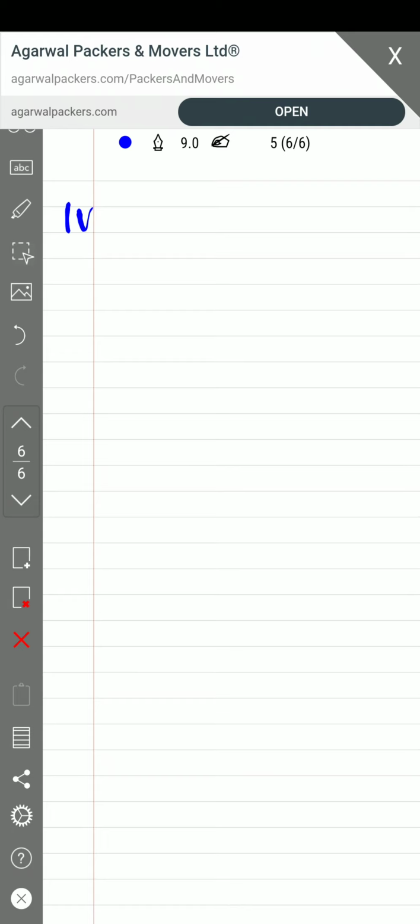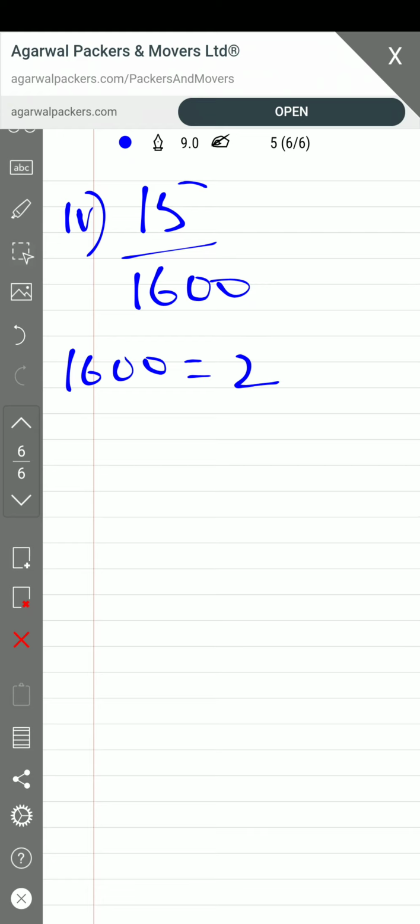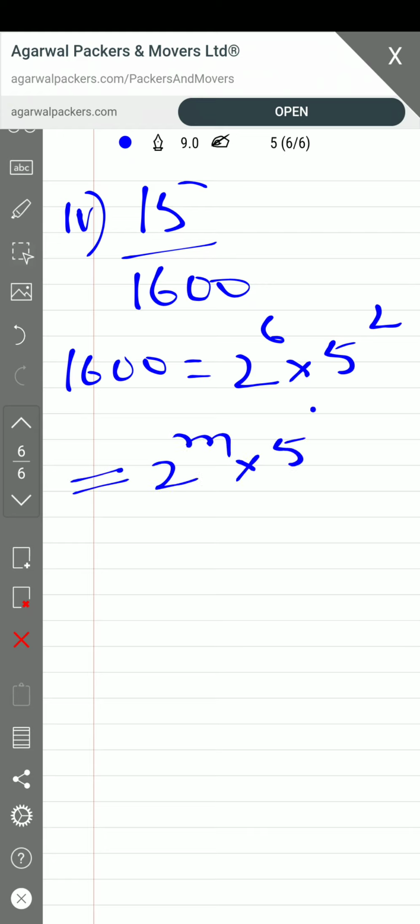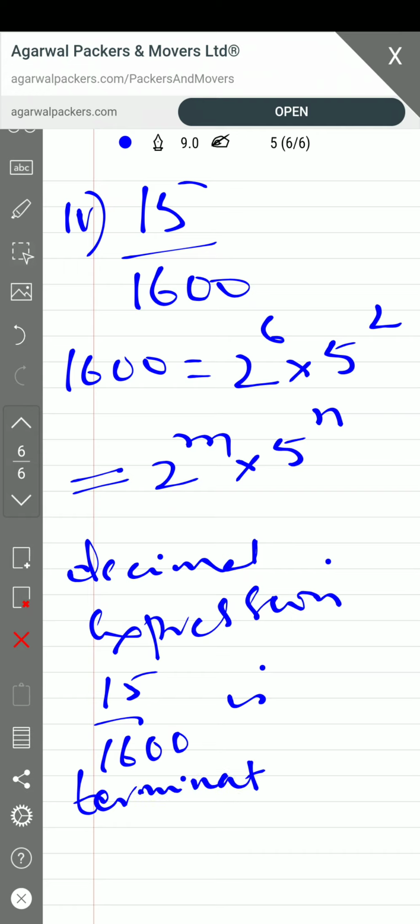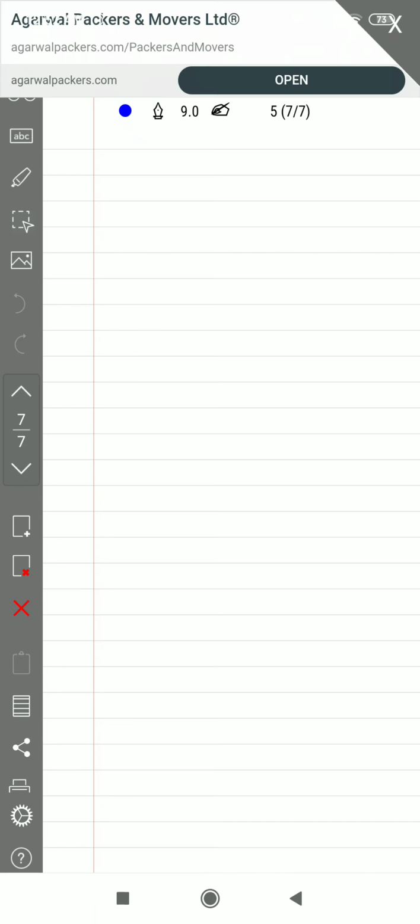Now the fourth one, problem 4, is 15 by 1600. Now 1600 can be written in the form of 2 power 6 and 5 power 2. That means it is in the form of 2 power m into 5 power n. Therefore the decimal expansion of 15 by 1600 is terminating.